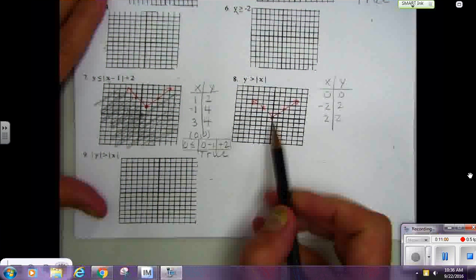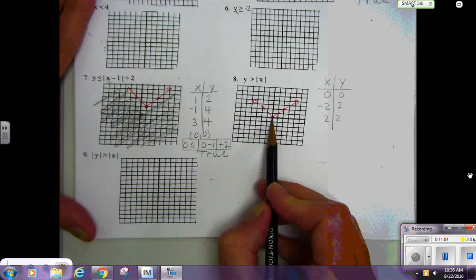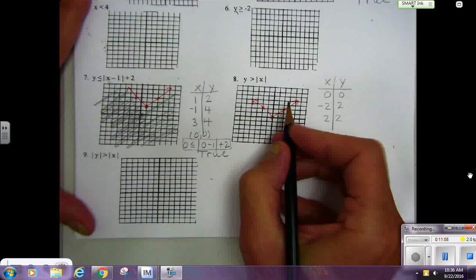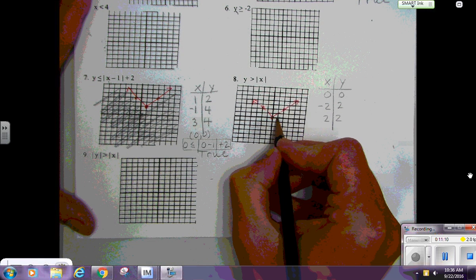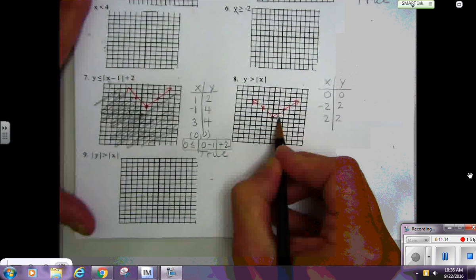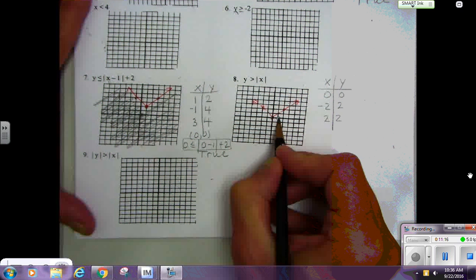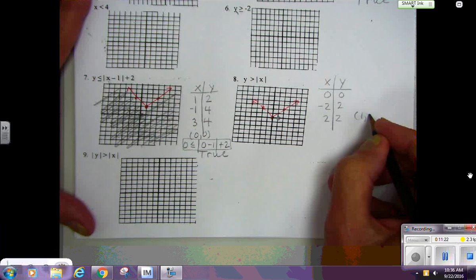So I can't use 0, 0 on this one because the absolute value shape uses that point. So I've got to use a different point. I can use the one next to it, like right here on the x-axis. What is that point? 0, 1. It's 1, 0, right? If you put your x first and your y second.